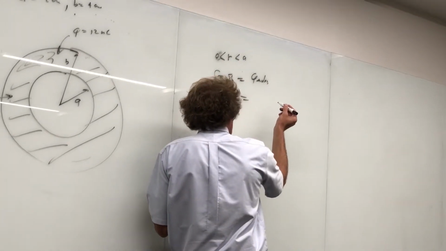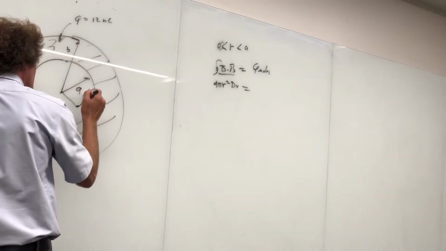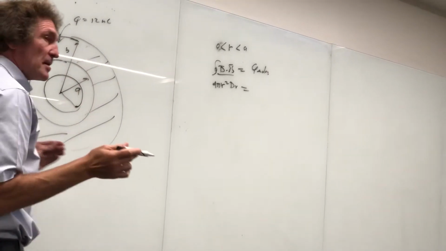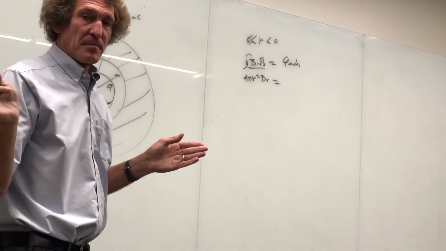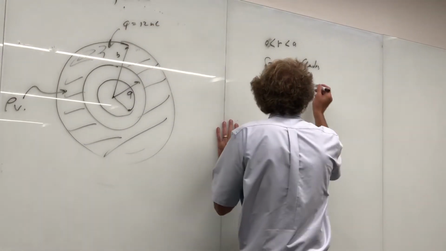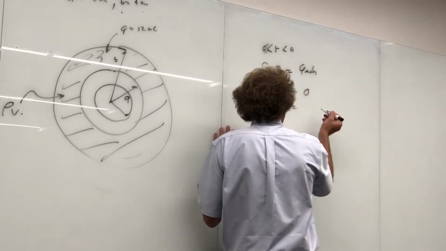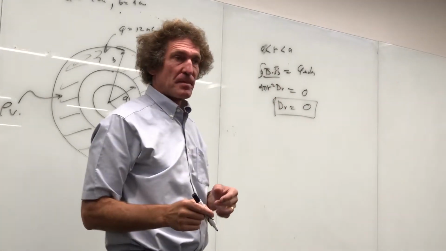Well, how much charge is enclosed? Here's my Gaussian surface. I'm inside of a and I put a little sphere there. How much charge is inside it? 0. Everybody see that? I want to make sure everybody sees this. Well, if it's 0, then what's D_r just by inspection? 0 as well. Just like it was for the prior problem, the cylinder.